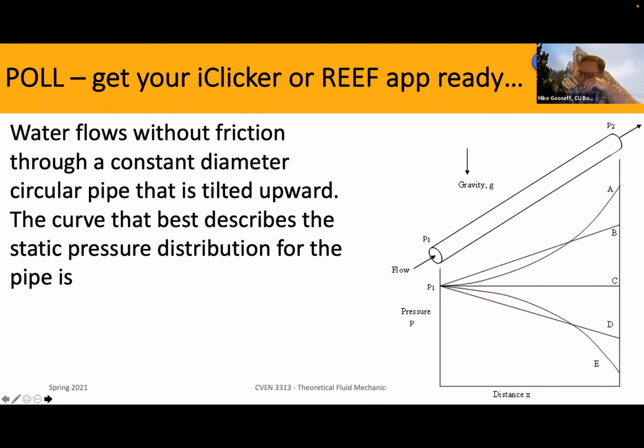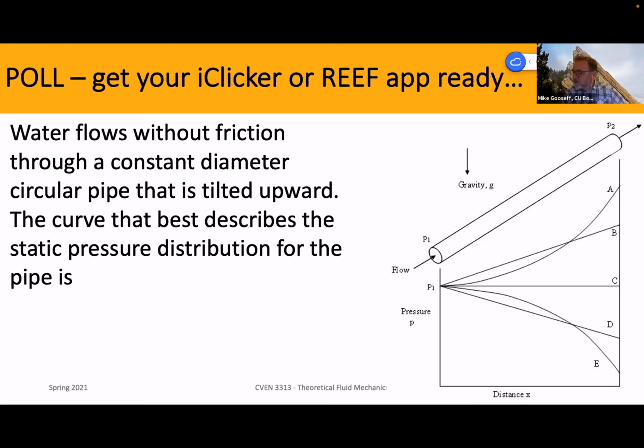Water flows without friction through a constant diameter circular pipe that is tilted upward. Like we've talked about before, but now we don't have any change in cross-sectional area. So for a circular pipe that is tilted upward, the curve that best describes the static pressure distribution is which one of these? Is it A, B, C, D, or E? You've got a minute to work through this and give some votes.